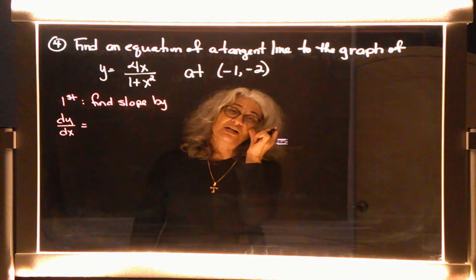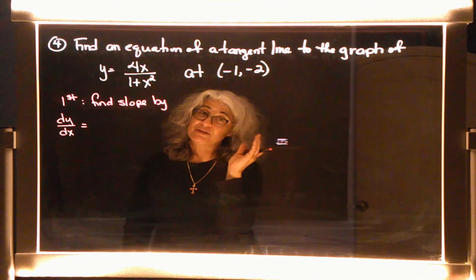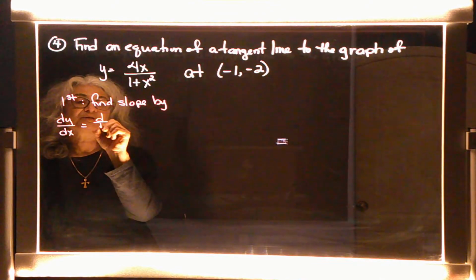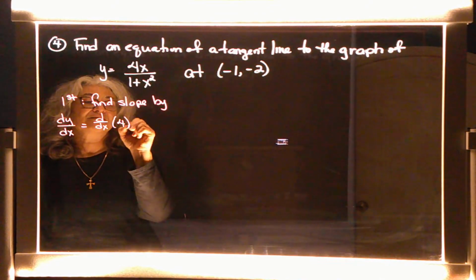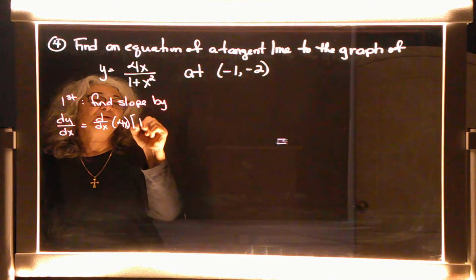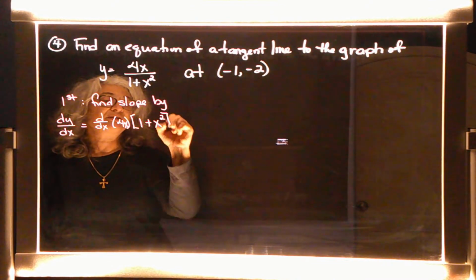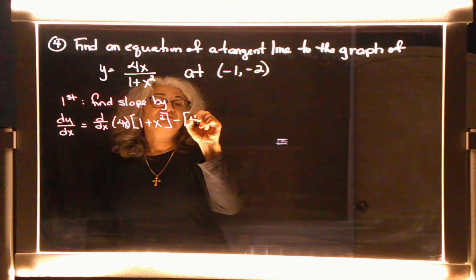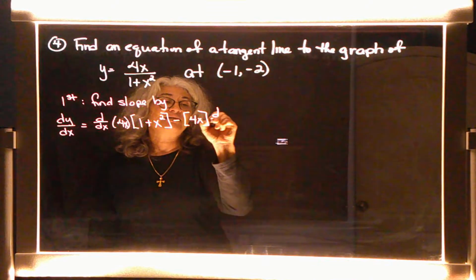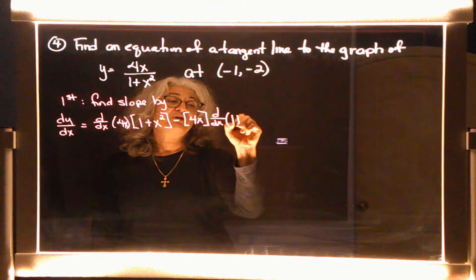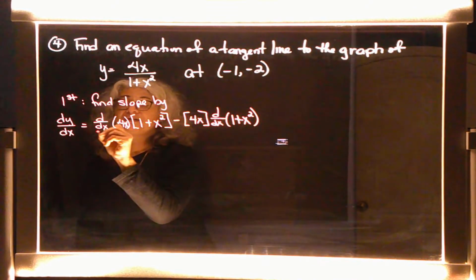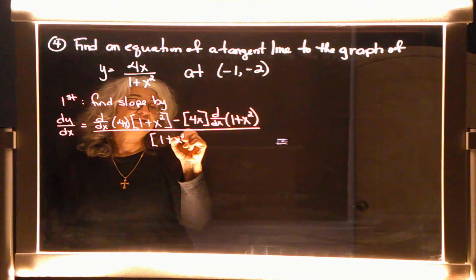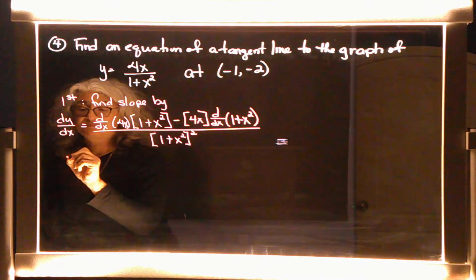Okay, so let's see what you got from the last two problems in finding the derivative of a quotient. I am going to take the derivative with respect to x of the 4x. I am going to multiply it by 1 plus x squared. Subtract 4x times the derivative of 1 plus x squared. The whole thing over 1 plus x squared squared. Right?